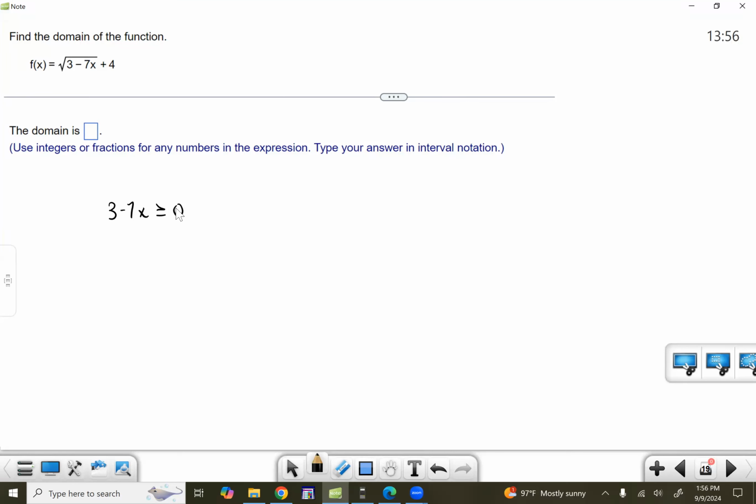You could put any number there. But it's the stuff underneath the root. We know we can't square root negatives. We can only square root 0 and up. That's why we're setting this greater than or equal to 0. That's the mathematical way of saying 0 and up.